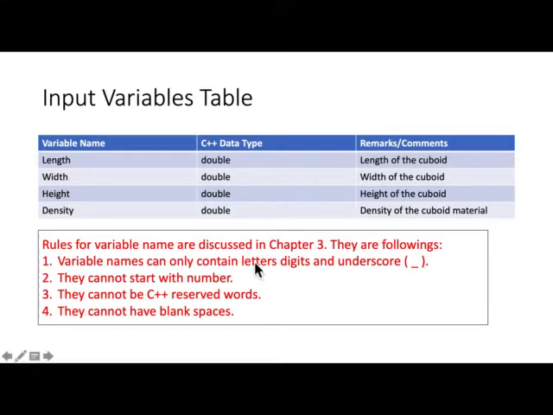And rules for variable naming are discussed in chapter 3 of the single ebook. These are the following: a variable name can only contain letters, digits, and an underscore. They cannot start with a number. They cannot be a C++ reserved word, and they cannot have blank spaces. And we can see that these variable names follow all these 4 rules. And now in a minute we'll talk about data types.